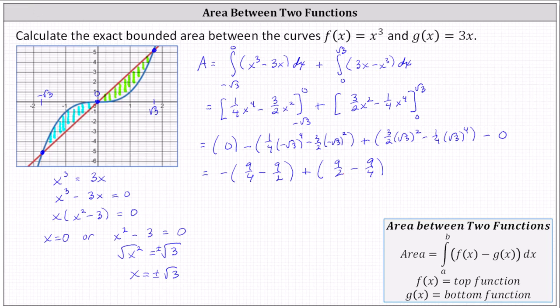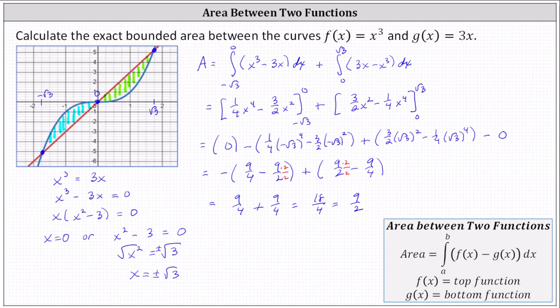We now need to simplify. Let's first obtain a common denominator by multiplying 9 halves by 2 over 2 here, as well as here. Simplifying inside the parentheses, we have 9/4 minus 18/4, which is negative 9/4. But then we have the opposite of negative 9/4, which is positive 9/4. And then we have plus 18/4 minus 9/4 is 9/4. And 9/4 plus 9/4 is 18/4, which simplifies to 9 halves.